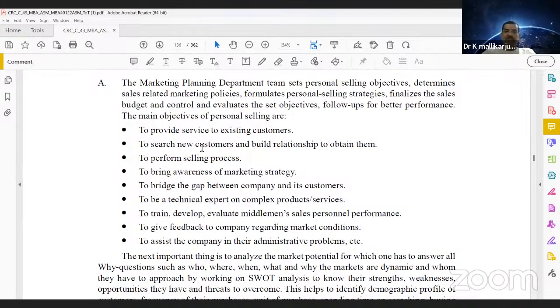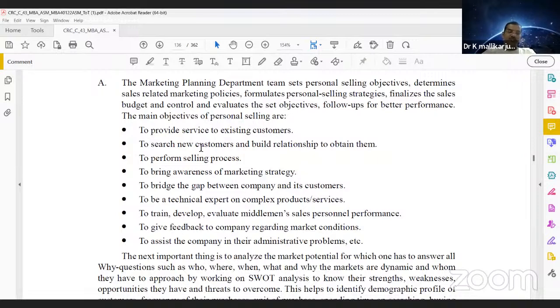To build technical experts for complex product services. This team works as technical experts on the products and services: training, developing, and evaluating. The middle level salesperson's performance is also most important. They are the bridge between top level and bottom level. These middle level people play a very important role on both sides, giving feedback to the company regarding market conditions. The sales force gives the correct information to the companies.